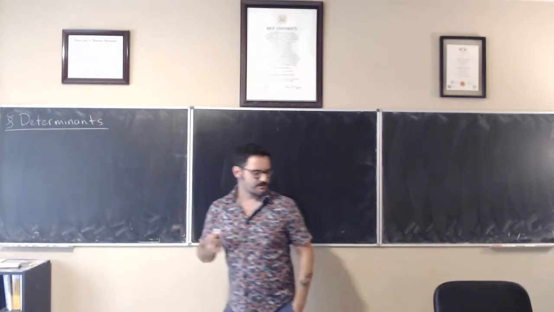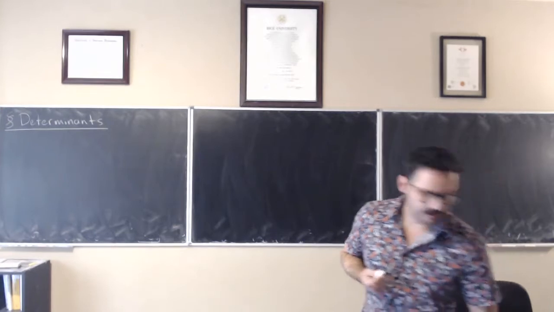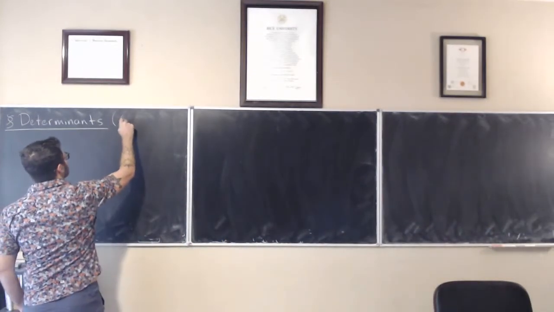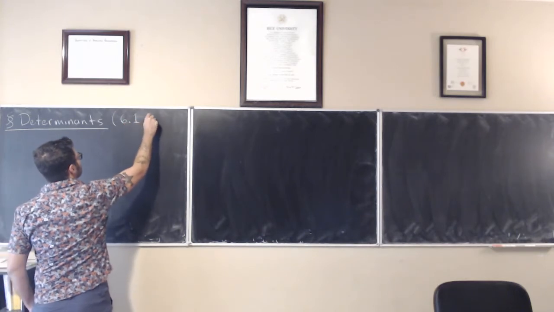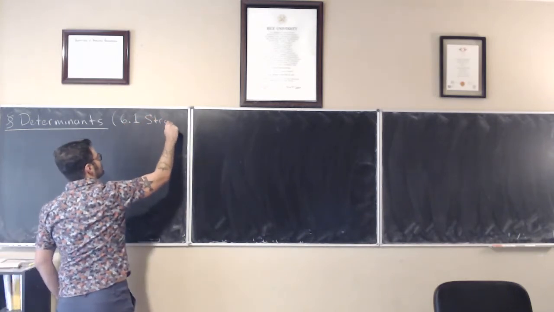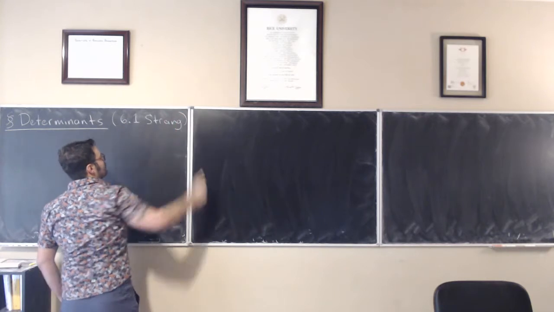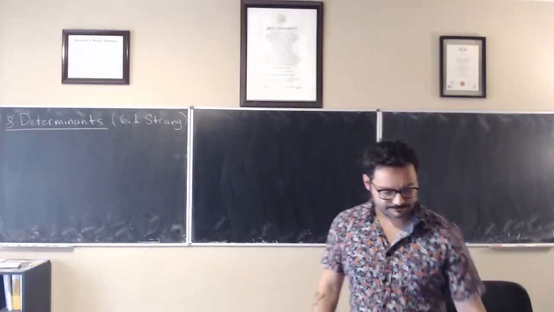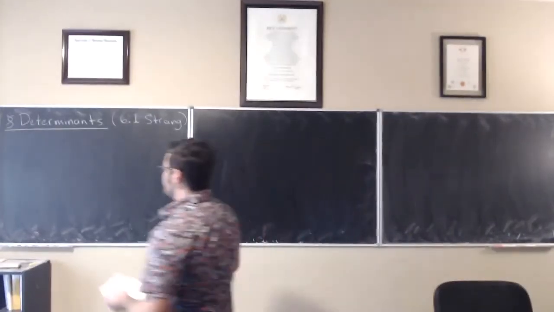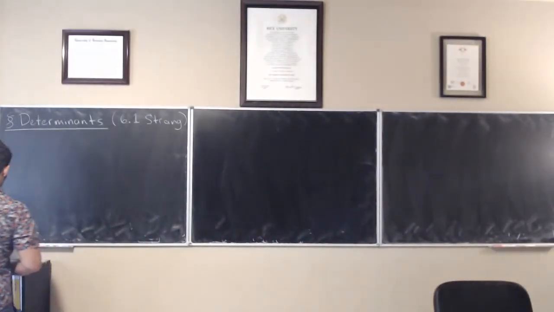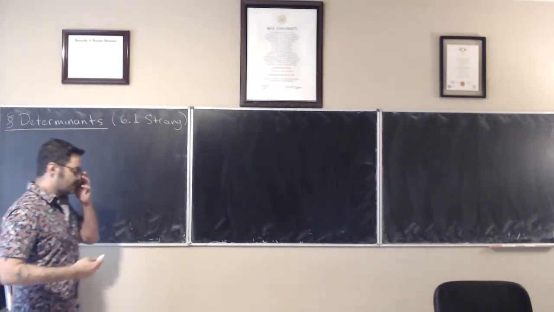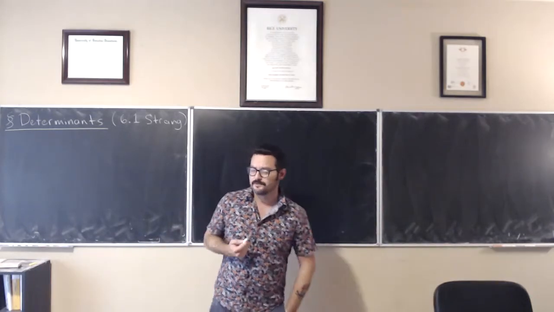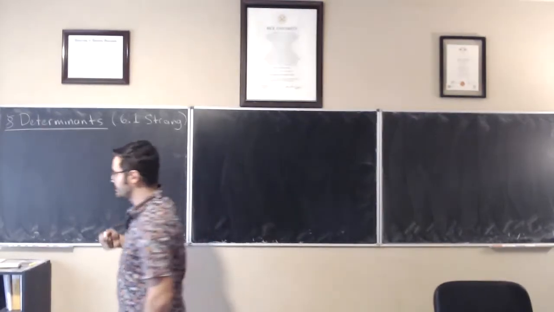So this is actually taken from the Strang linear algebra book. This is section 6.1 in Gilbert Strang's linear algebra book. Okay. So previously, we were looking at systems of equations. We were looking at matrices that were m by n. Now we're going to focus on square matrices, so n by n matrices.